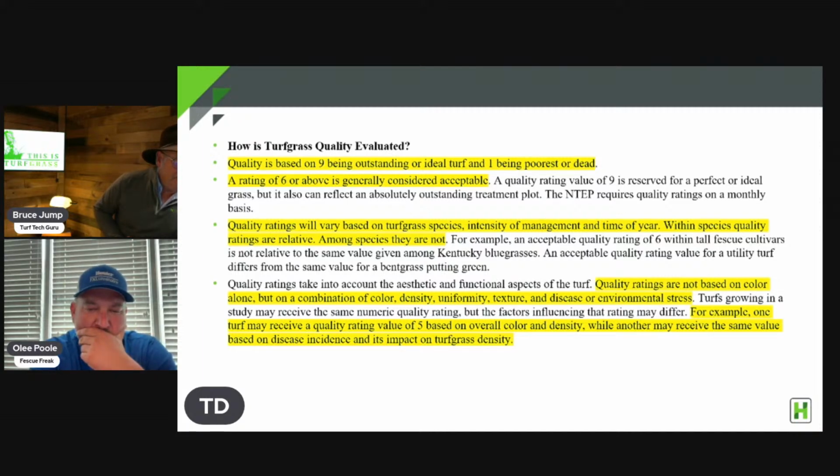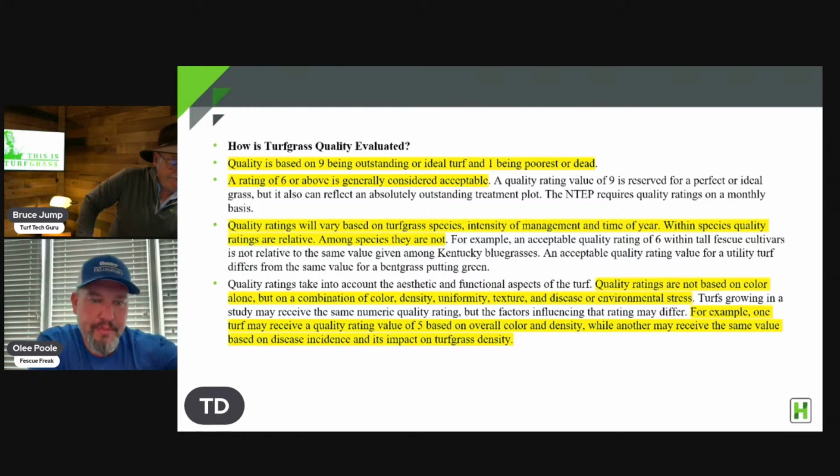My definition of a 6: you're not going to win the Fescue Freaks Lawn of the Month with an NTEP score of 6. But if you're a customer of a lawn care service, you're probably not going to drop your lawn care service. If your lawn is a 6, you're probably going to be thinking, it's not perfect, but they do a decent job, and I think I'll stay with them one more year. That would be my definition of what a 6 is. Thoughts on that, Oli?